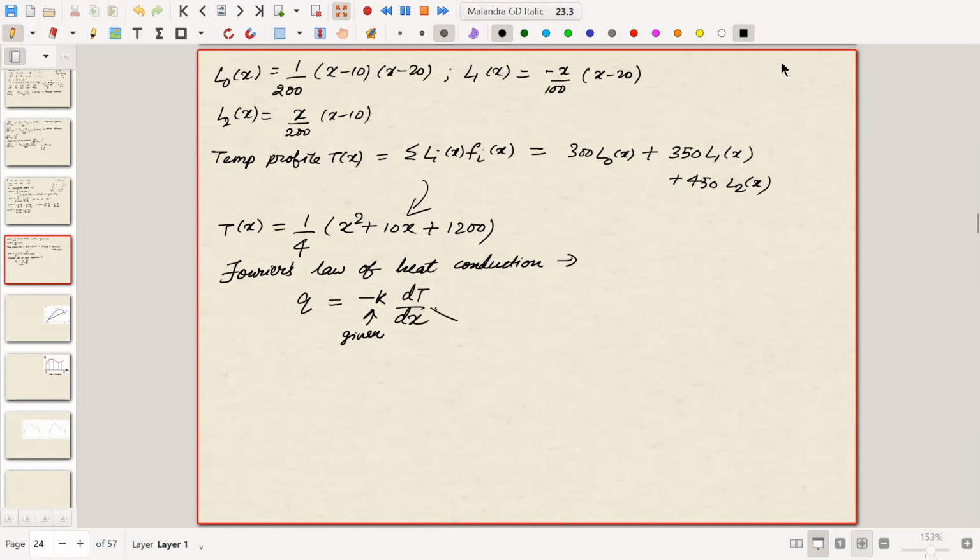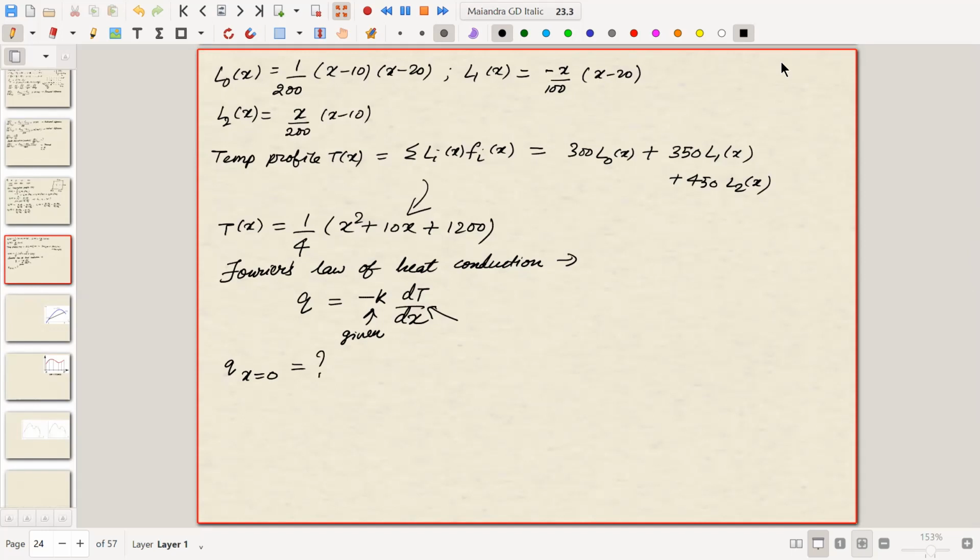dT by dx you have to find, but you know already T of x. Now it is easier for you to find dT by dx. It's the first concept we applied in our class today. Once you know the interpolating polynomial, you just differentiate. And that's it. So your job is to find q at x equals 0.